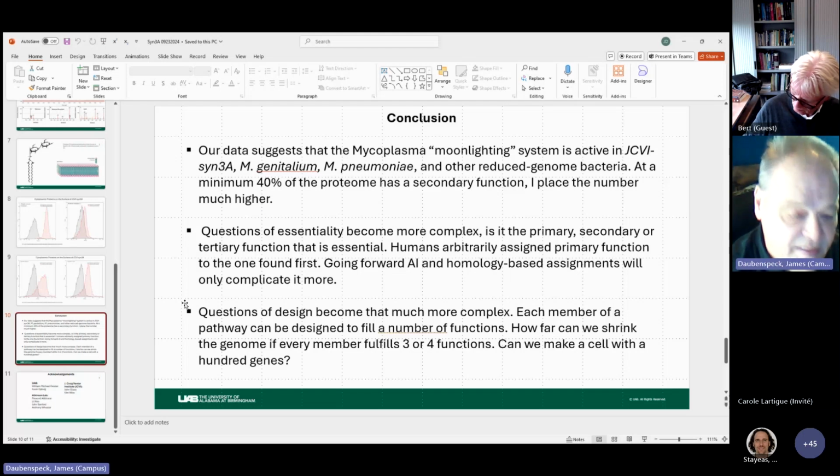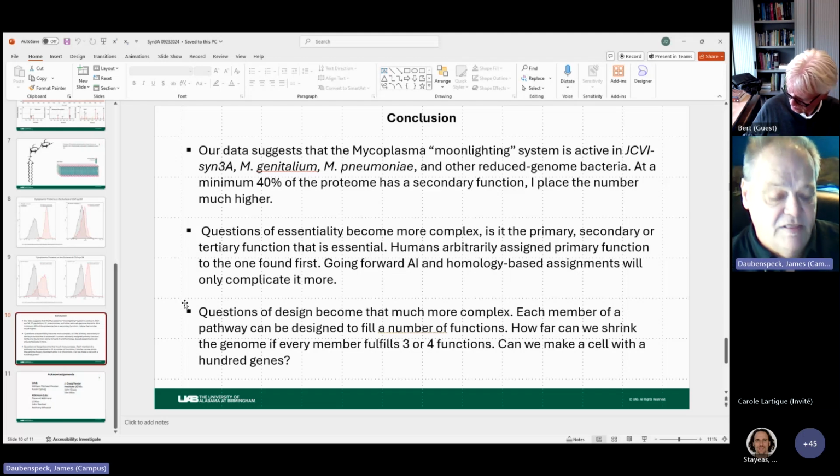Questions of essentiality become way more complex. Is it the primary, the secondary? Which one is it? When we found these things, we arbitrarily assigned the primary function to the one we found first.